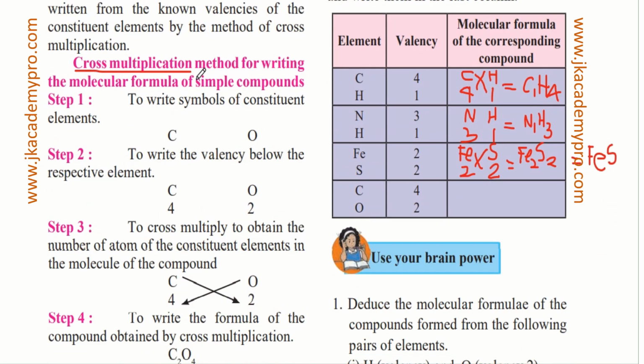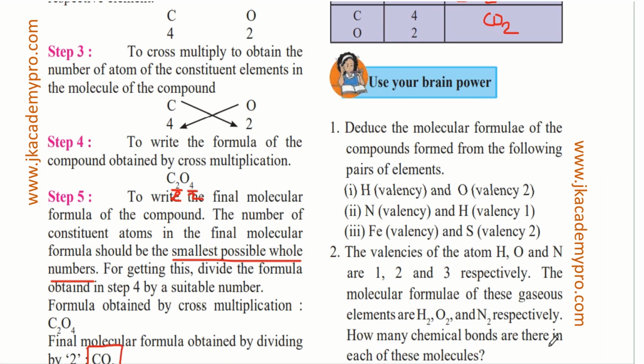The last example is similar to the earlier example, in which we got CO2, that is carbon dioxide. Here they have given us a few more examples in which we need to find out the molecular formula, and they have given us the valencies. I hope you will be able to do these by yourself now.